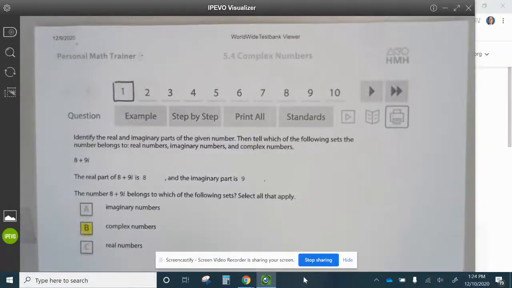Okay, well, that's it. We're at 5.4 Complex Numbers Assignment Tutorial. Question number 1. Identify the real and imaginary parts of the given number, then tell which of the following sets the number belongs to: real numbers, imaginary numbers, and complex numbers.